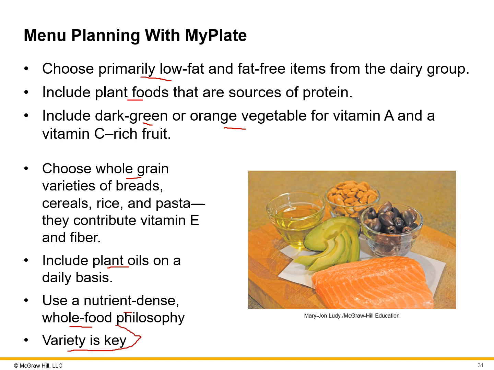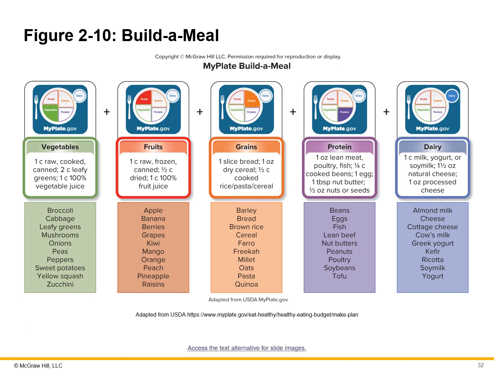But again, variety here is going to be key. Eating lots of different types of protein, lots of different grains, etc. So if we look here at giving a sample meal, this My Plate build-a-meal that we have here. Looking at our vegetables, so 1 cup of raw, cooked, or canned, or 2 cups of leafy greens, or some vegetable juice. So again, adding in that variety that we could choose from here.